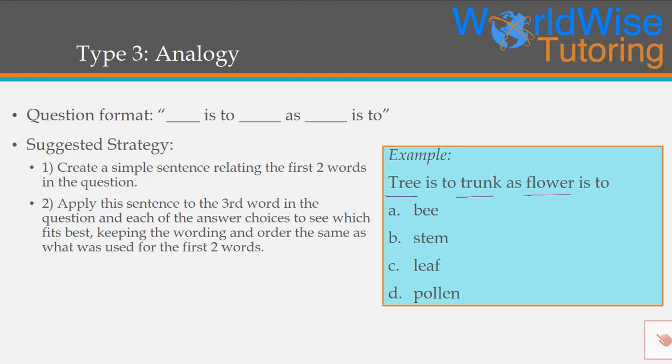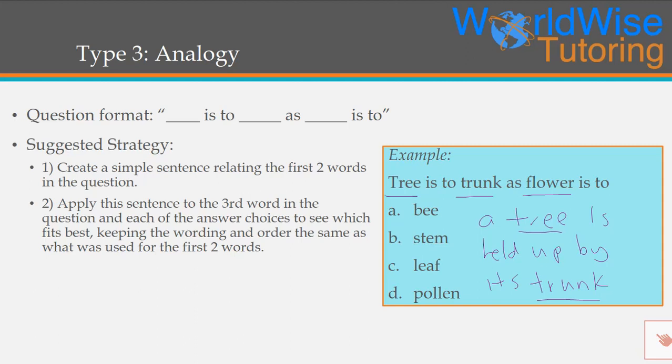My suggestion for how to answer this question would be to write a simple sentence relating the first two words. For instance, I might say, a tree is held up by its trunk. That's my sentence that relates tree and trunk. Now, as the second step, I would apply this sentence to the third word in the question and then each of the answer choices to see which fits best, keeping the order of the wording the same.